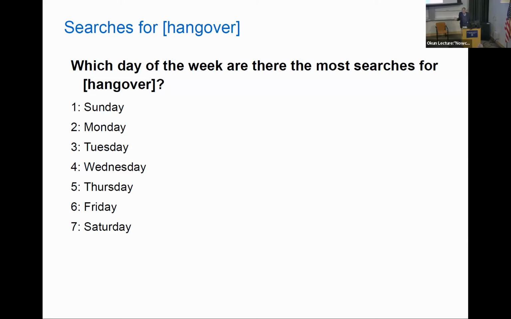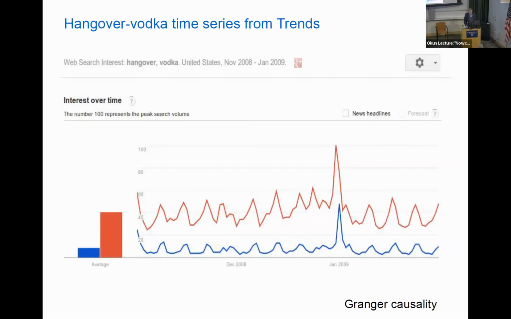But how would you find out? If I ask you this question, how would you find out the answer? Well, what you should do is go to Google Trends, which is a service that we offer, and it shows us an index about different queries that people might issue. Here we could look at queries for Hangover. That's the blue line. You notice it's a very cyclical series and peaks every Sunday, just as the majority of the people responded. And that red line, that's actually searches for the term vodka.